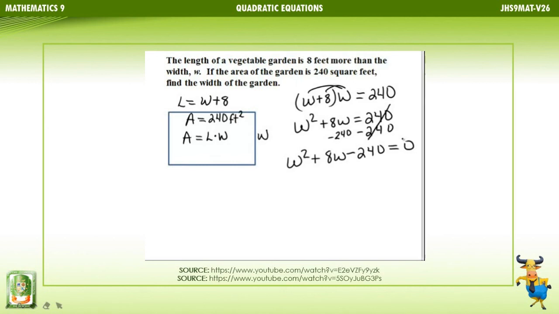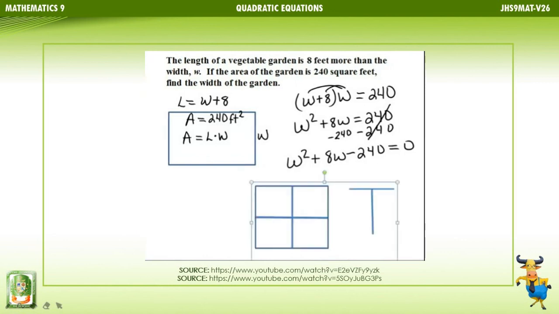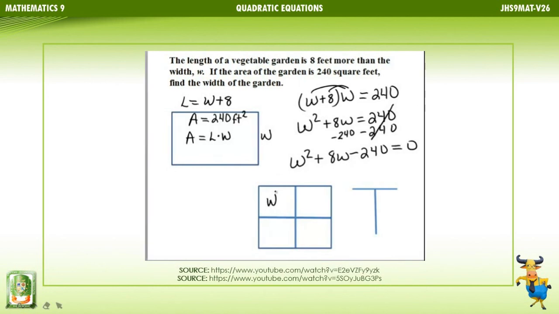So what we're going to go ahead and do is apply our box method now. So we'll go ahead and paste in our box that we're going to use to factor this quadratic equation. And recall that we should always write the first term in the first box and the last term in the last box. So I'll write w squared here and minus 240 here. Now the remaining two boxes is what we need to figure out.